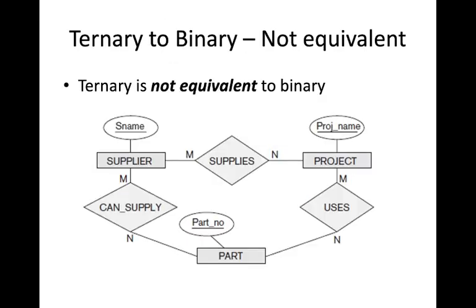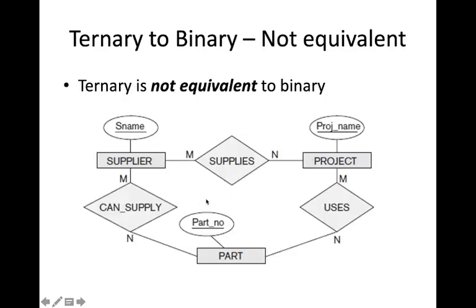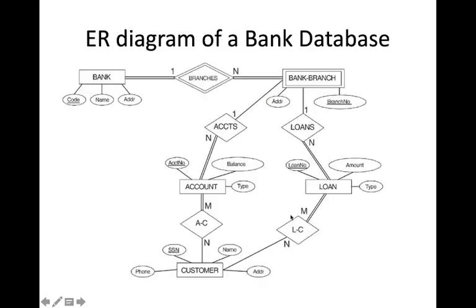There are various ways to split into binary relationships, but this won't give the same result as the ternary relationship. So we should not split it like that. We have to keep it ternary itself. This is an example to show the split. We have already seen this example in the previous lecture, and you can refer to it. So a ternary is not equivalent to three binary relationships. A ternary is ternary itself. So we should not split it like this.